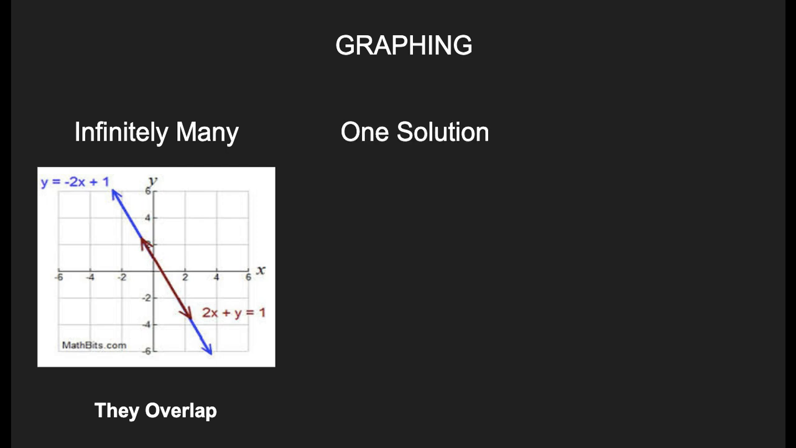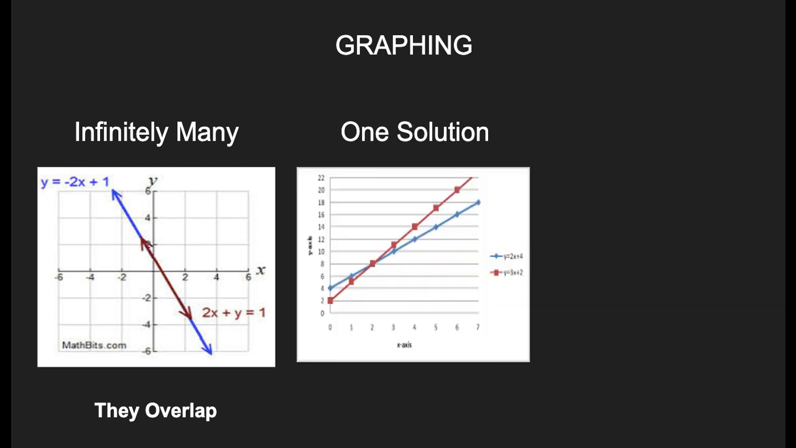The graph of a one solution, it would look like this. And the one thing that you should notice here is that these 2 lines at some point, they intersect at one unique point, and that point would be your solution. So for this example, the solution would be 2 and 8.